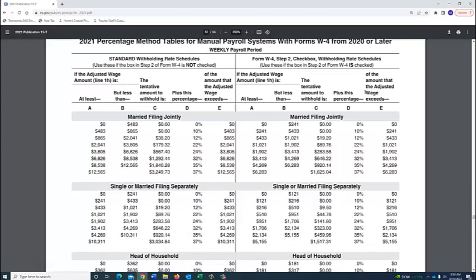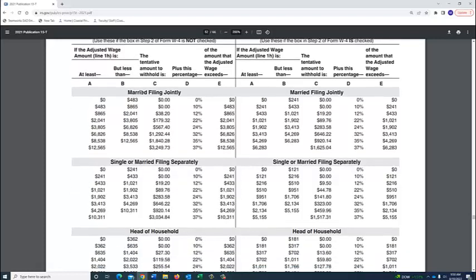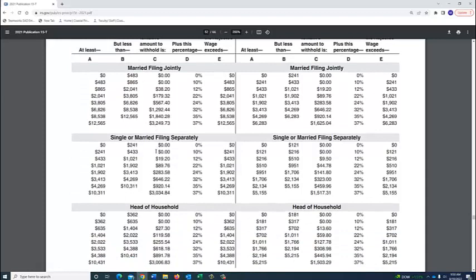So we have to make sure, first of all, that we are in the correct column on the correct pay period. She is paid weekly, and she did not check the box on step 2. So we will be using the standard withholding rate schedules for her. She is single, so we'll come down to the single table here.